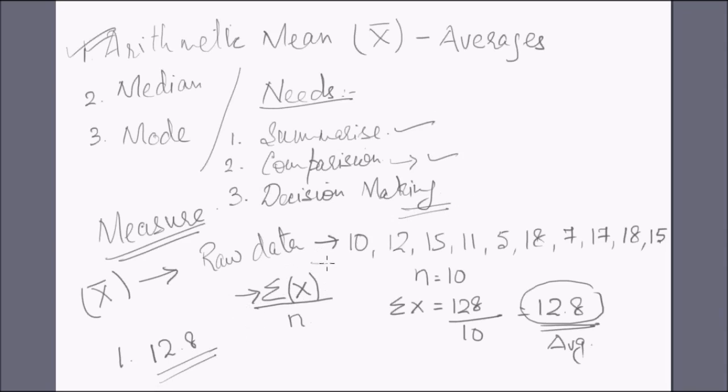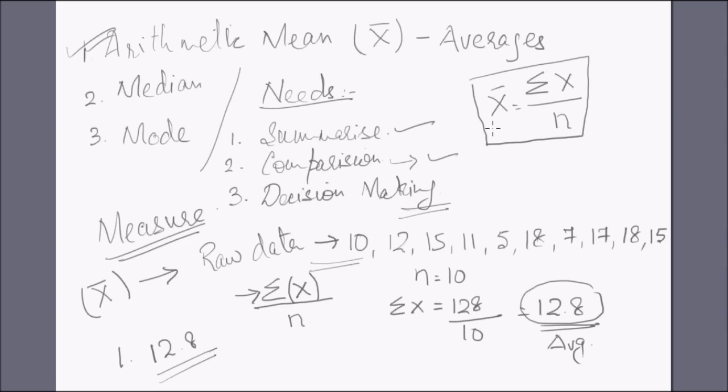So this is raw data, and in the simplest form it's easy. The formula to calculate the average is simply the summation of x, the values, divided by the number of data. Okay, but now we also have data in other forms.